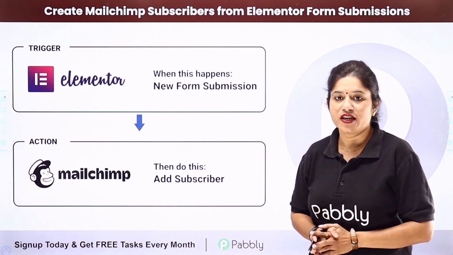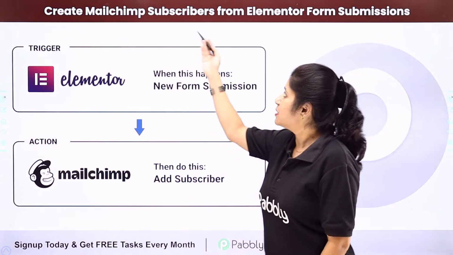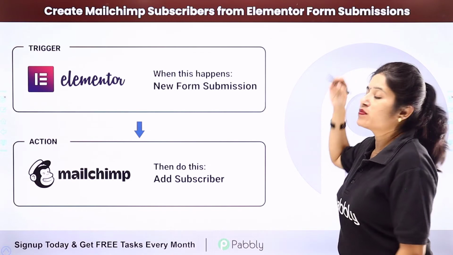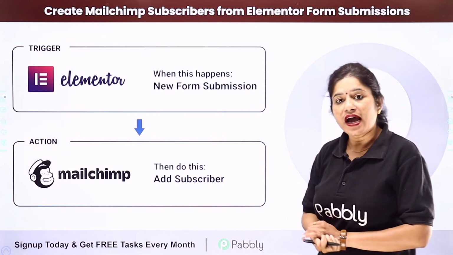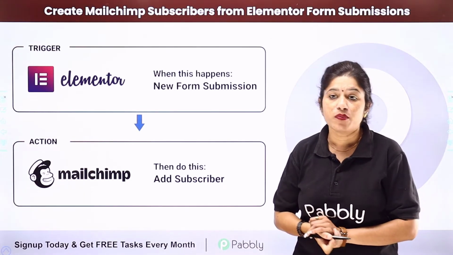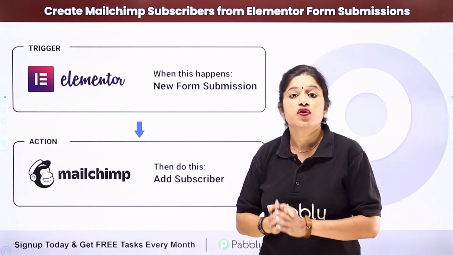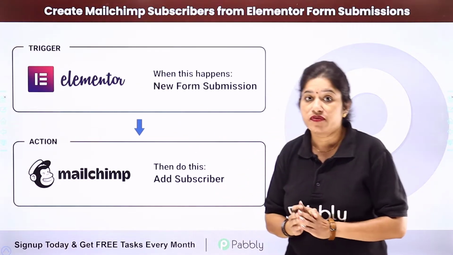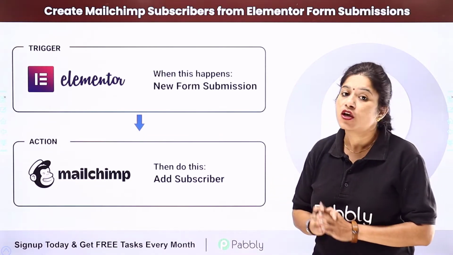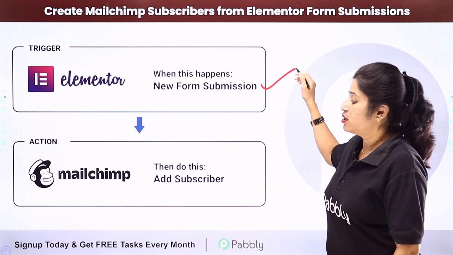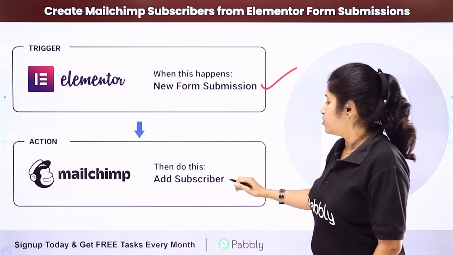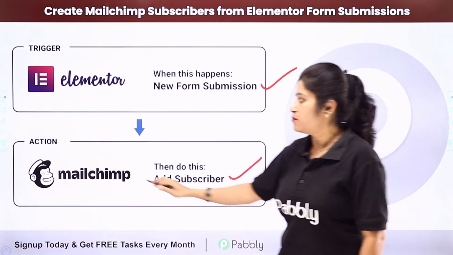In this video, we are going to learn how you can create Mailchimp subscribers from Elementor form submissions automatically. So the idea here is that you have created a form using your Elementor forms and you have embedded it on a website. Now you want that whenever any of your customers fills that form and you receive the submissions, using the details of the form submission, a new subscriber should get added to your email marketing platform, that is Mailchimp.